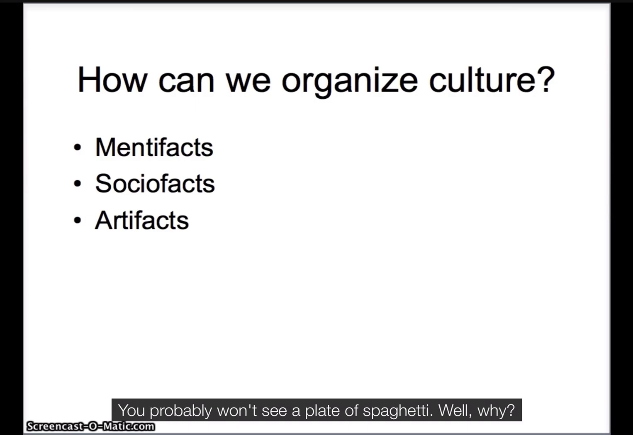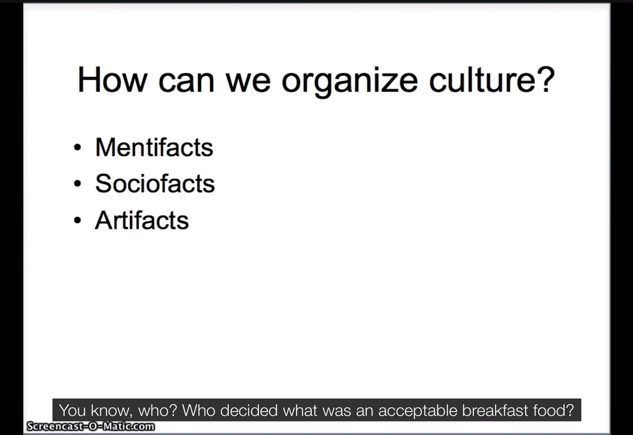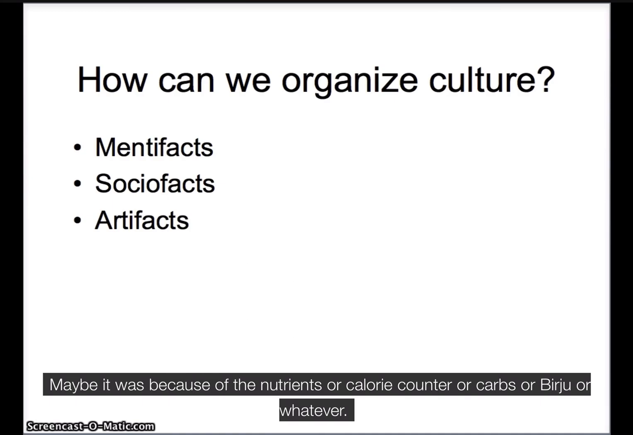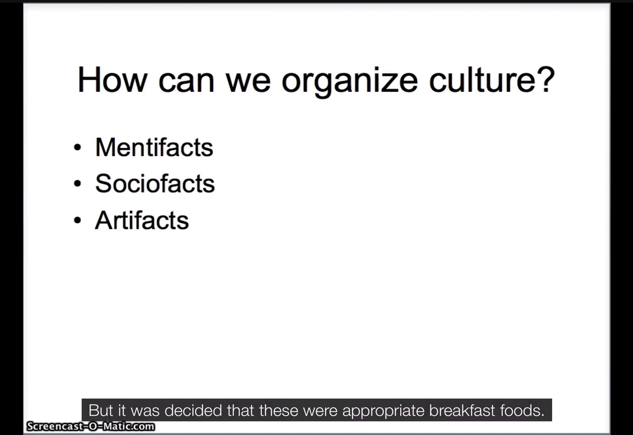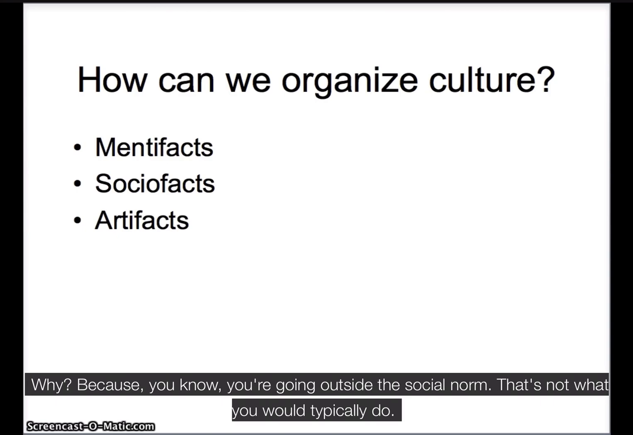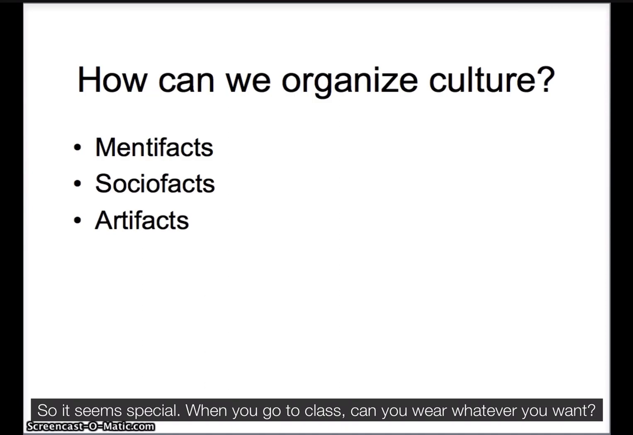Well, why? Who decided what was an acceptable breakfast food? Well, culture decided. At some point in time, a group of people got together and decided these were acceptable breakfast foods for whatever reason. Maybe it was because of the nutrients or calorie count or carbs or protein, whatever, but it was decided that these were appropriate breakfast foods. And that's why if you have breakfast for dinner, for example, which I'm sure all of you have done at one point in time, it seems kind of cool. Why? Because you're going outside the social norm. That's not what you would typically do, so it seems special.